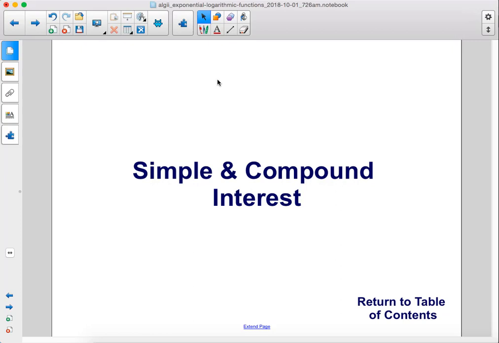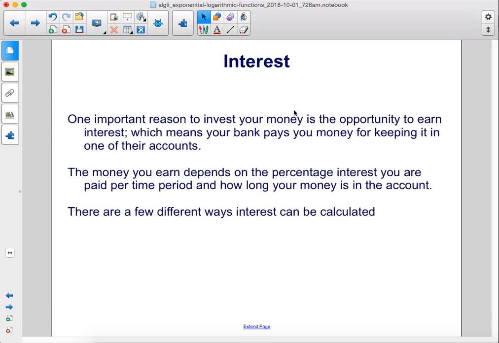Simple and compound interest. One important reason to invest your money is the opportunity to earn interest, which means your bank pays you money for keeping it in one of their accounts. The money you earn depends on the percentage interest you are paid per time period and how long your money is in the account. There are a few different ways interest can be calculated.